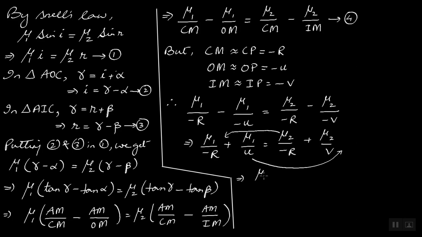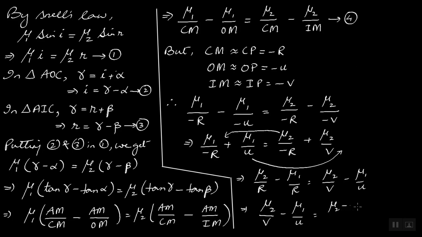Okay, so let me take this to the other side. So I will get mu2 by r minus mu1 by r is equal to mu2 by v minus mu1 by u. Okay, so I get mu2 by v minus mu1 by u is equal to mu2 minus mu1 by r. This is the required expression.